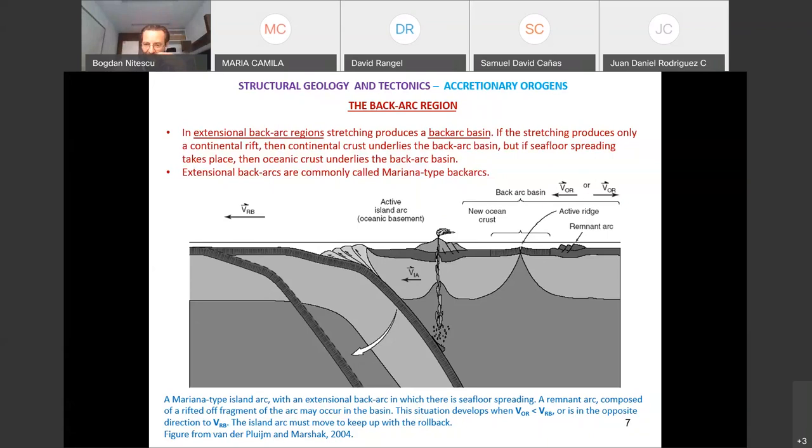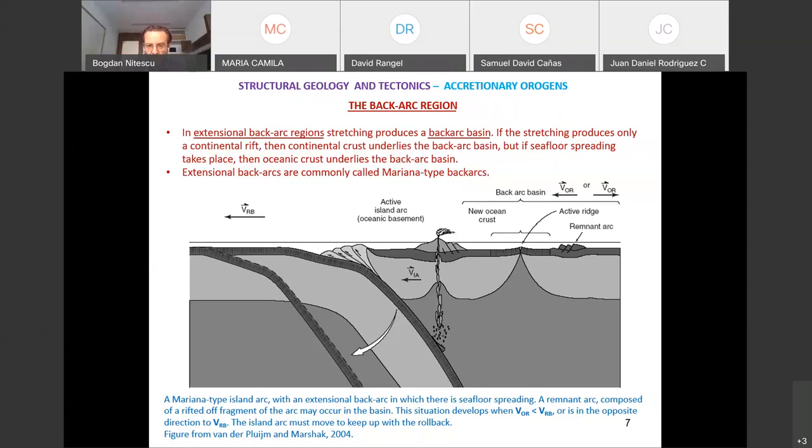So the rollback is accompanied by extension in this part of the overriding plate. And then this leads to the formation of what is called a back arc basin. And we have these situations in the Pacific on the east side. That's why they are called Mariana type back arcs.